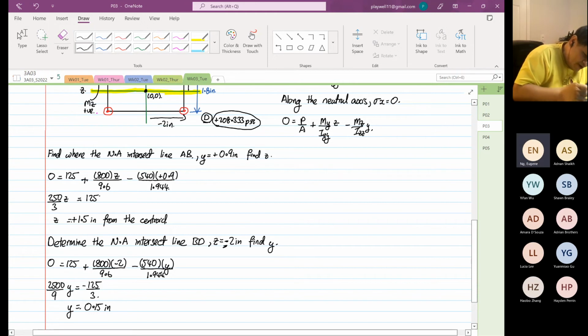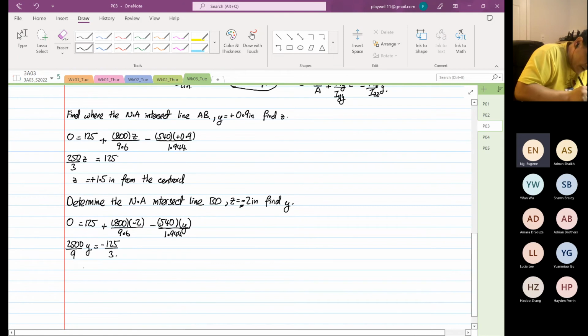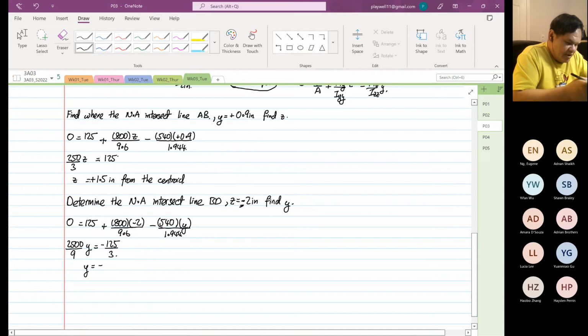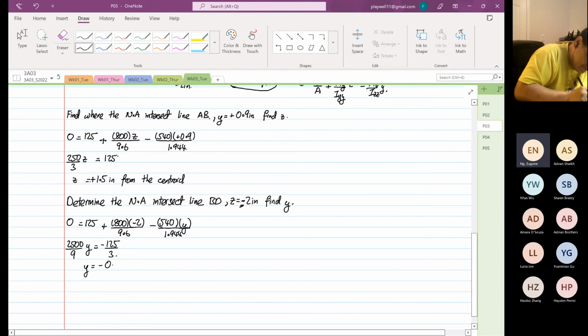which is minus 0.15. Oh, my eraser is not working now. Silly eraser. So Y is equal to minus, let me get 125 plus 800 times minus 2 divided by 9.6. So 125 over 3 times 9 divided by 2500 is equal to minus 0.15 inch from the centroid.